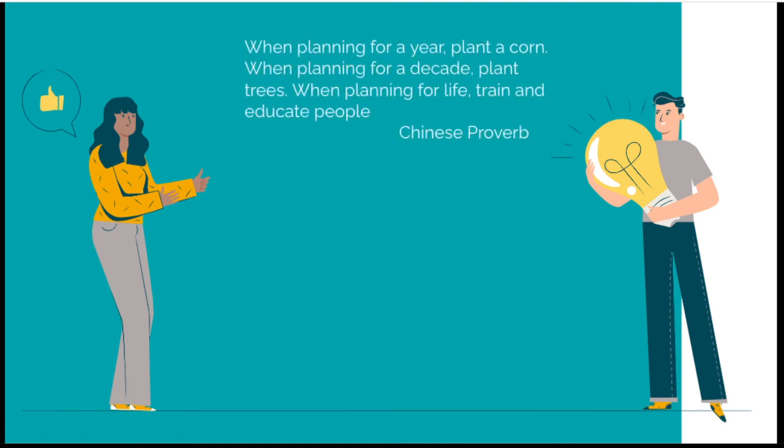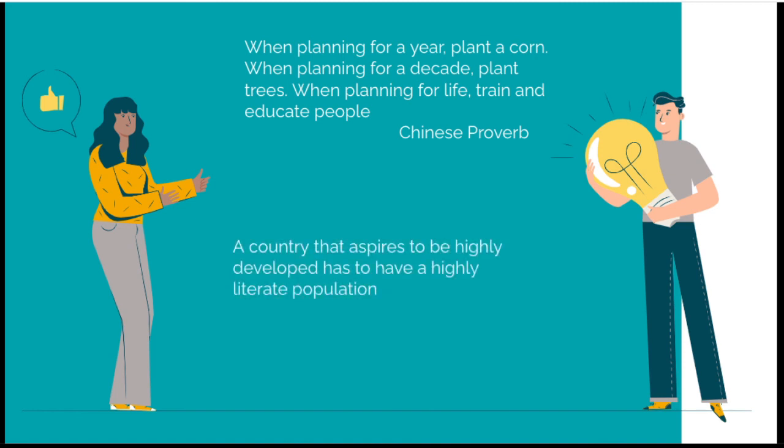When planning for a year, plant corn. When planning for a decade, plant trees. And when planning for life, train and educate people, according to a Chinese proverb. A country that aspires to be highly developed has to have a highly literate population.